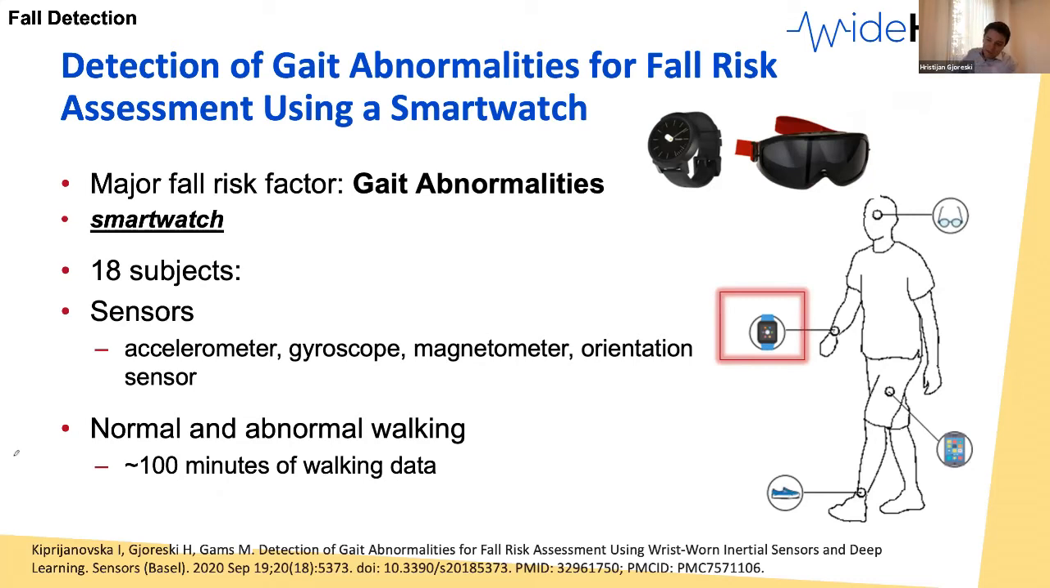This is a recent study done by Ivana Kiprianovska for her master thesis. So yes, you can detect a fall, but after it happens, after the person is potentially injured. But can we detect a risk factor of the person potentially falling? It has been shown that older people usually have gait abnormalities before they start to fall. So we said, okay, can we use a smartwatch accelerometer, especially the accelerometer, also gyroscope and magnetometer, the compass sensor, to detect if the walking is normal or abnormal? And this will be an indication that a fall will potentially happen.